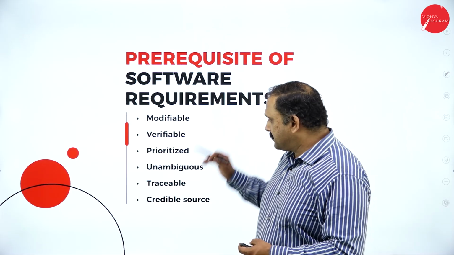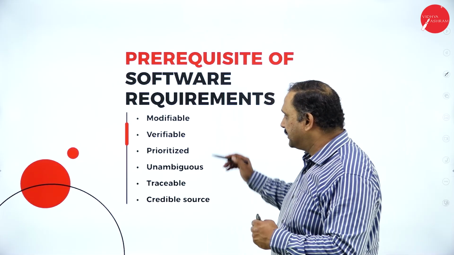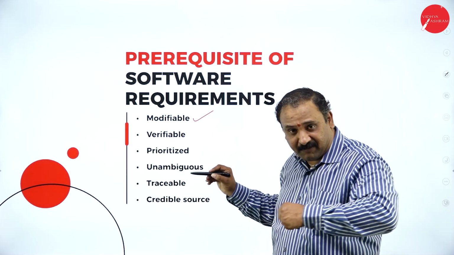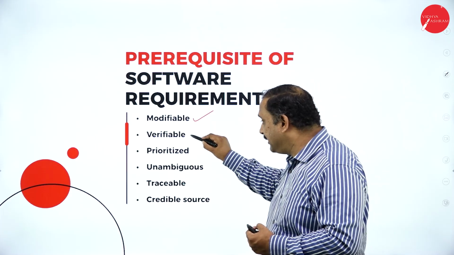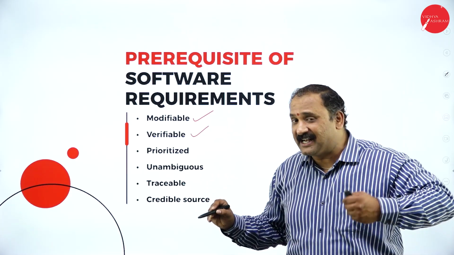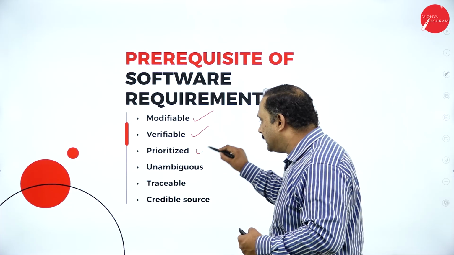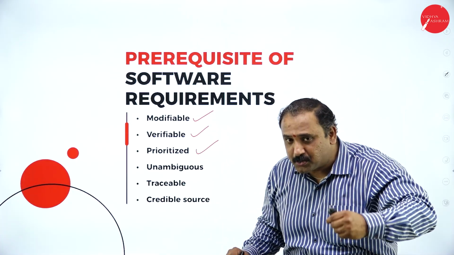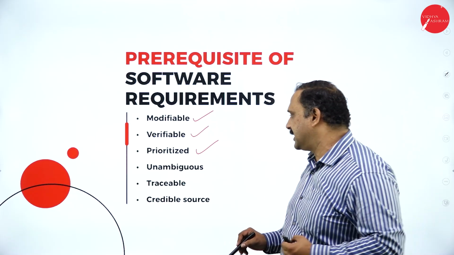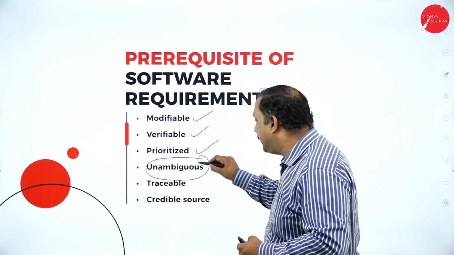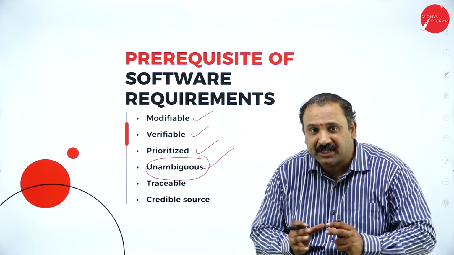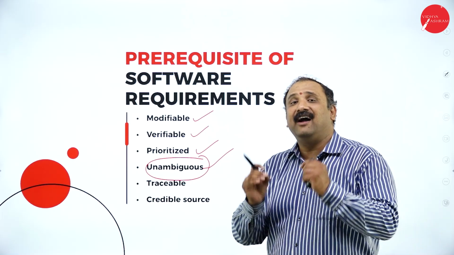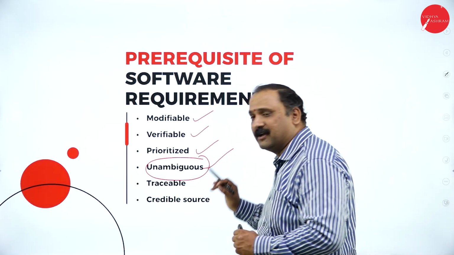Now, the most important thing that we also need to see here is that, is it modifiable? Can we bring in changes into it? Verifiable? Can I validate it at each and every step? Prioritize one by one, step by step. What is the top priority? Which needs to be addressed first? Which needs to come second? Unambiguous. There should not be any sort of confusion. There should not be any sort of unclear thing. So everything has to be clear enough.